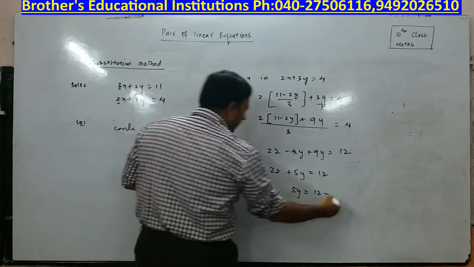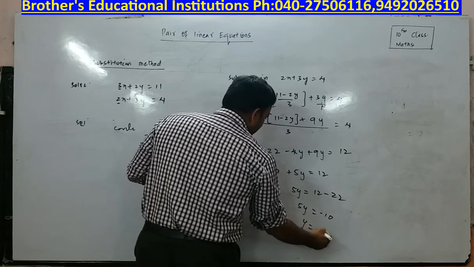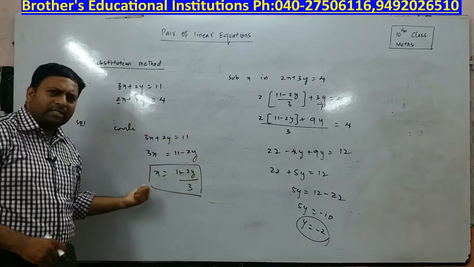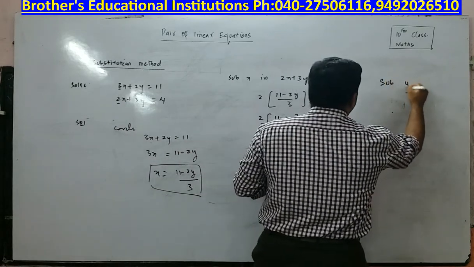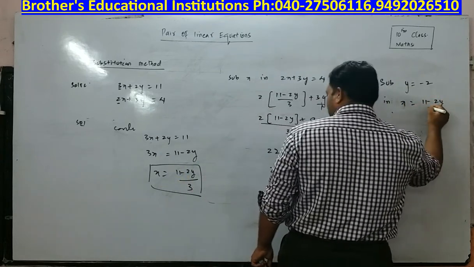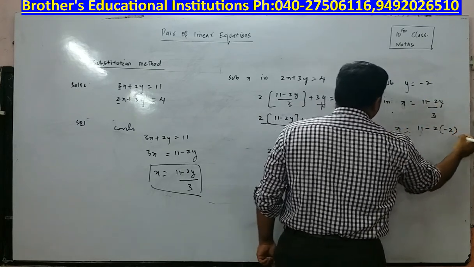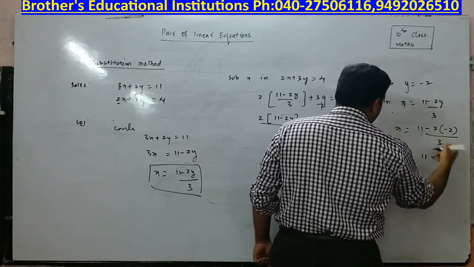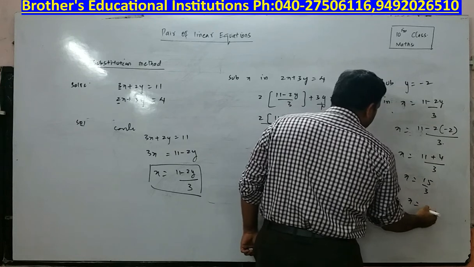This 22 will go to the other side. Minus 22. 5y is equal to how much is this? Minus 10. y is equal to minus 2. Now once you got the value of y as minus 2, you can now substitute the value of y in x because it is substitution. Everywhere you are substituting. Now I will say substitute y is equal to minus 2 in x is equal to (11 minus 2y) by 3. So x is equal to 11 minus, what is 2 into y? 2 into y is minus 2, by 3. So x is equal to 11 minus plus 2 2s are 4 by 3. x is equal to 11 plus 4 is 15 by 3. And x is equal to 5.